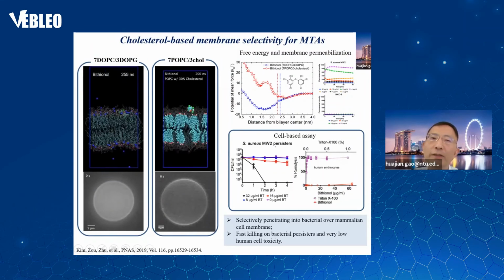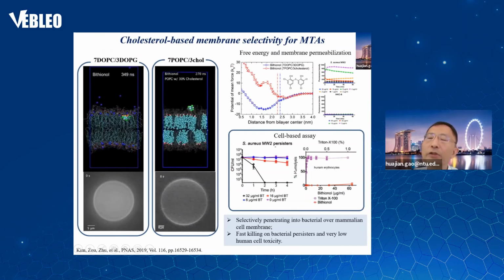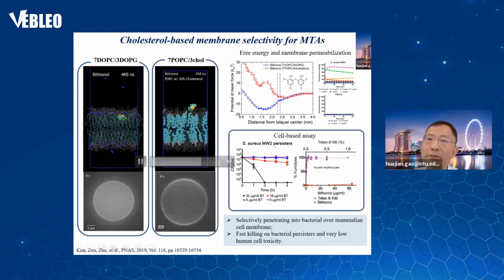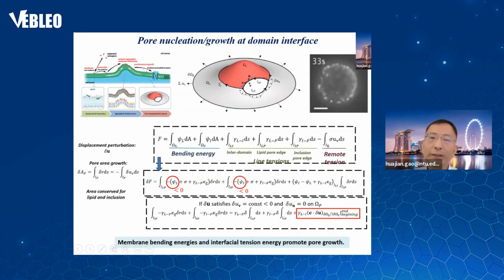We also have conducted experiments to verify with a human membrane, right? Increasing concentration shows no fluorescence. And here with bacteria membranes, with increasing concentration, these molecules do penetrate into the bacteria. So this molecule can kill the persisters quickly and shows almost no toxicity to human cells.